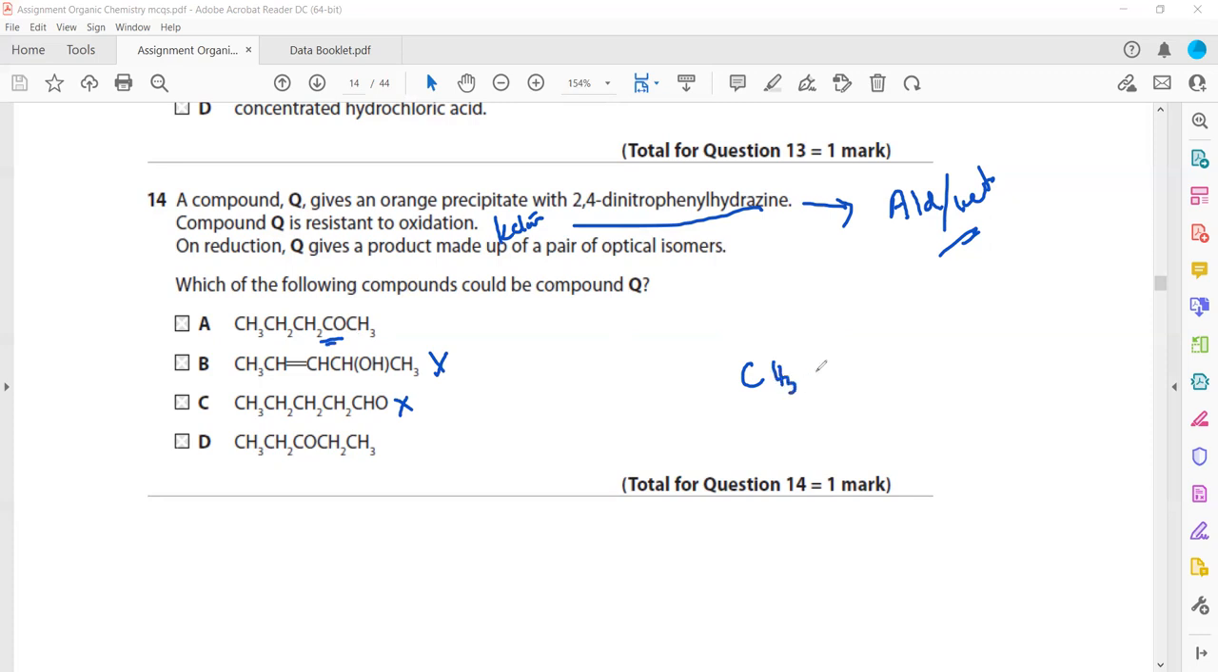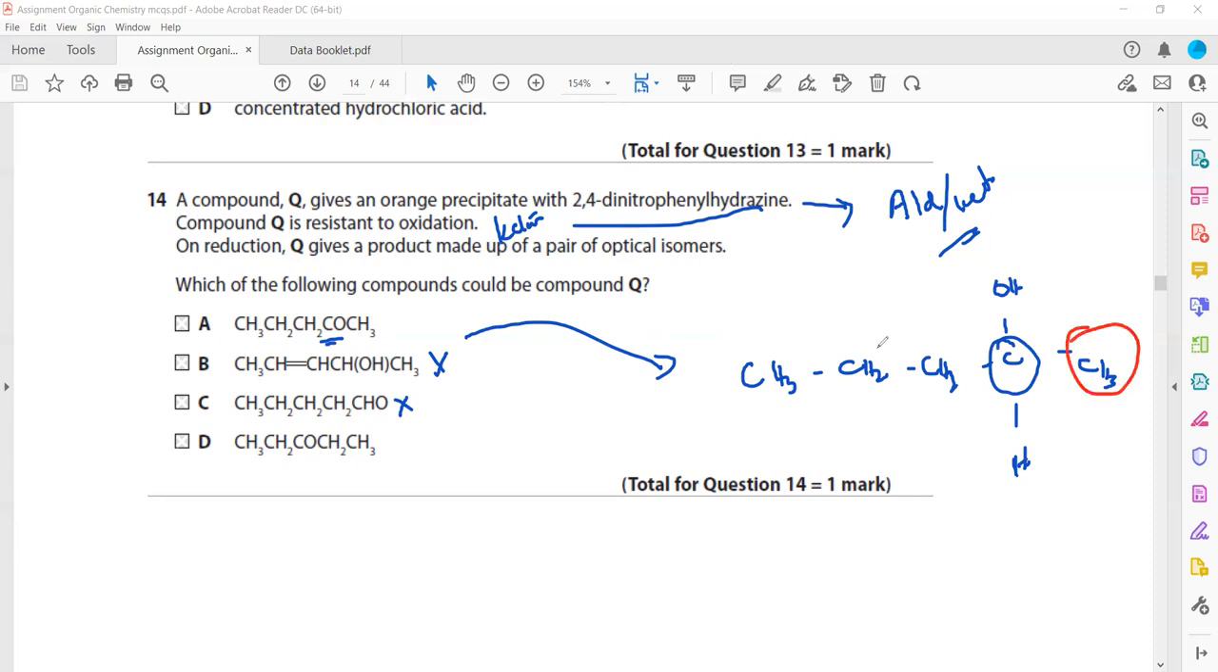So it will be CH3, CH2, the reduction product I'm drawing. CH3, CH2, CH2, C, OH will be there, H will be there, and then CH3. So you can clearly see it will have a chiral carbon when reduction product. Because the carbon is forming a bond with four different types of group, one side it is CH3, another side is CH2, CH2, CH3, OH and H. So this will be a chiral carbon. So A will be the right answer.